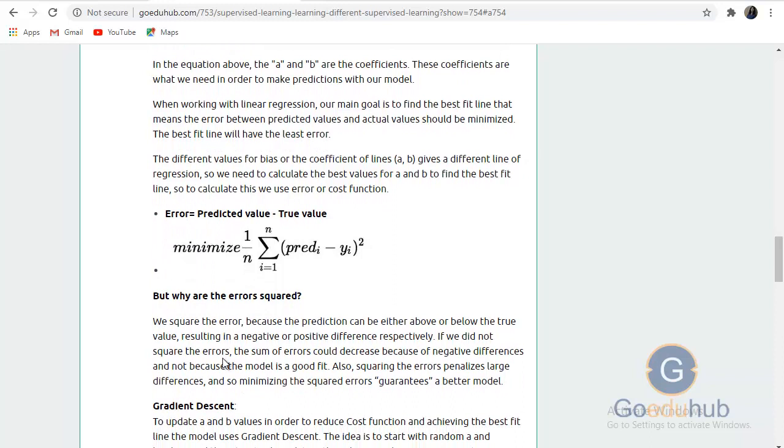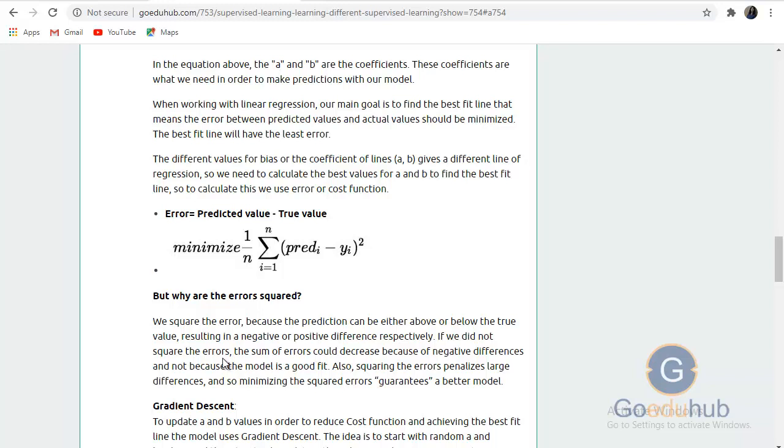Why are we using the squared error? Because the prediction can be either above or below the true values, resulting in a positive or negative difference respectively. If it is above, we get a positive difference. If it is below, we get a negative difference. If we didn't square the errors, the sum of the errors could decrease because of the negative differences and not because the model is a good fit. Also, squaring the errors penalizes the large differences, and so minimizing the squared errors guarantees a better model.